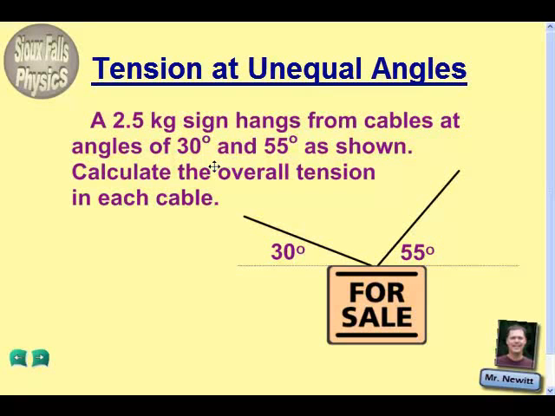This time, though, we have a 2.5 kilogram sign hanging from some cables, but the angles of the cables are not the same. One's at 30, one's at 55 degrees. We have to calculate the overall tension.